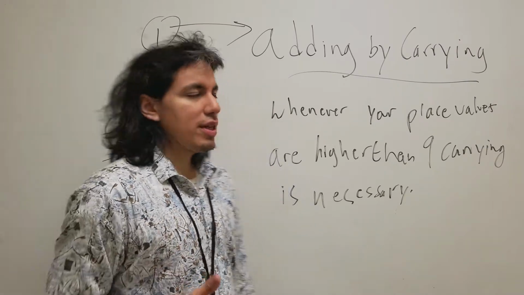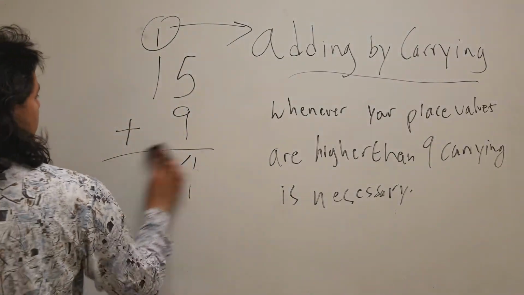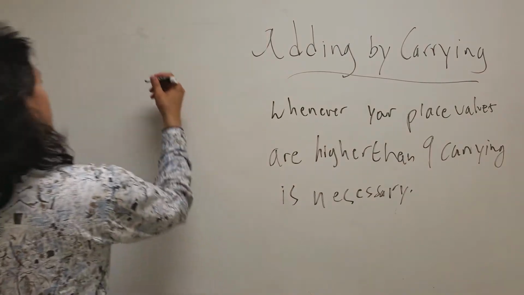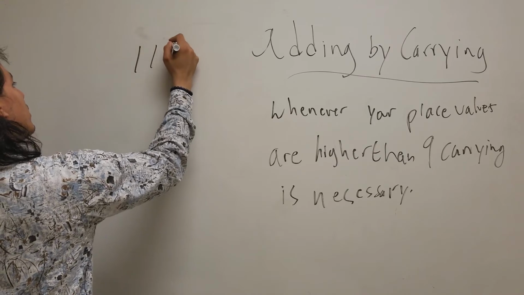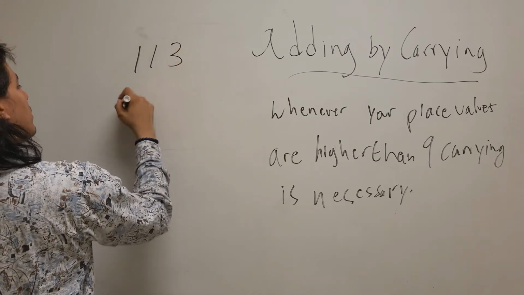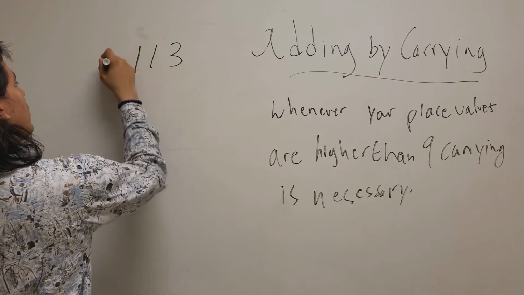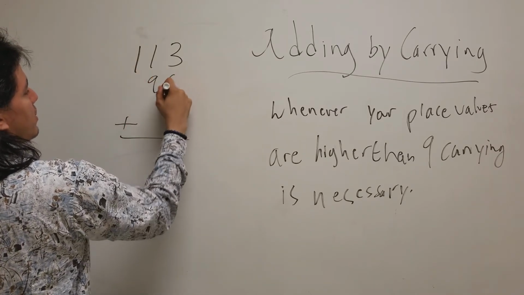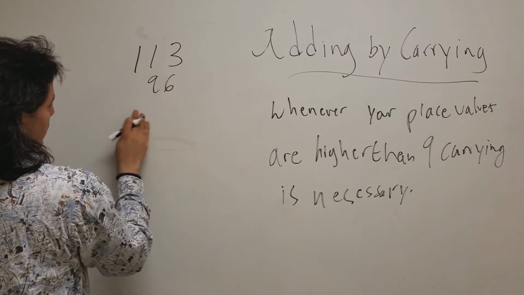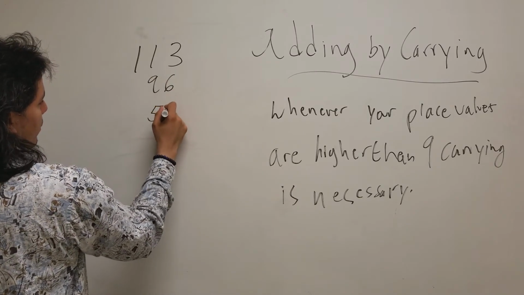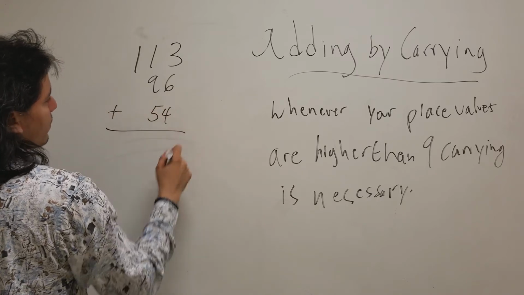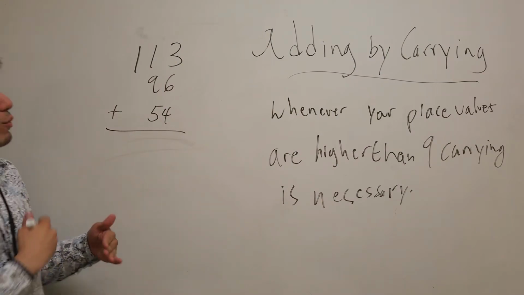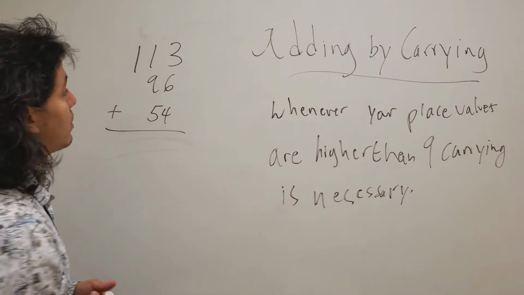Let's say another problem. Let's say I gave you a different problem, a little harder. Let's say I had 96 with 54, right? With these 3-digit numbers, you're still going to add like normal, but we're going to carry multiple times.